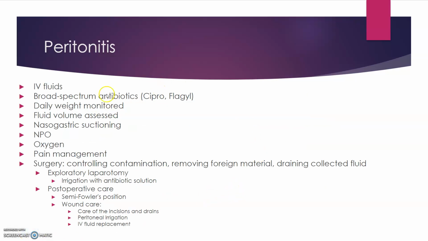Treatment for peritonitis is going to include IV fluids, broad-spectrum antibiotics. Usually this is Cipro and Flagyl. We might do daily weights just to monitor how they're doing. Of course, we're going to watch fluid volume. Might do an NG to keep that stomach NPO and keep the stomach contents out of there. Might place them on oxygen if they need to. Pain management with different medications, and usually this is going to be an opioid type of therapy.